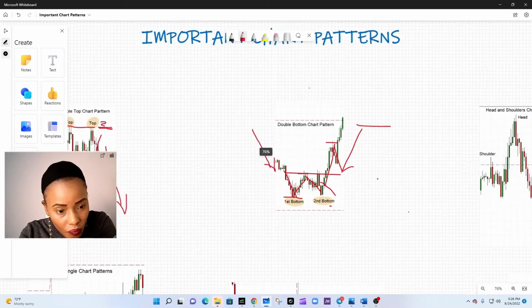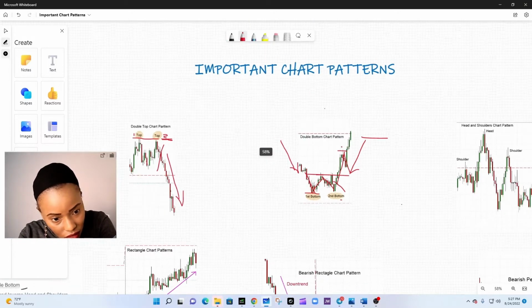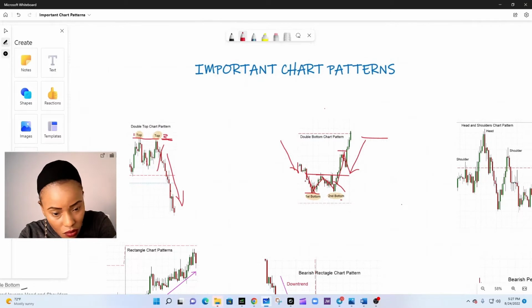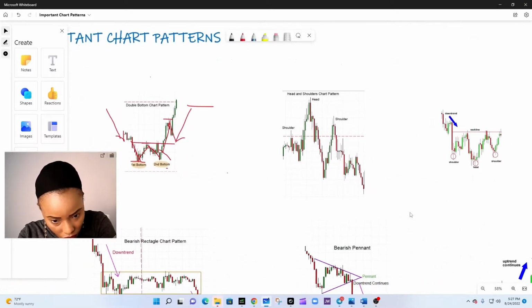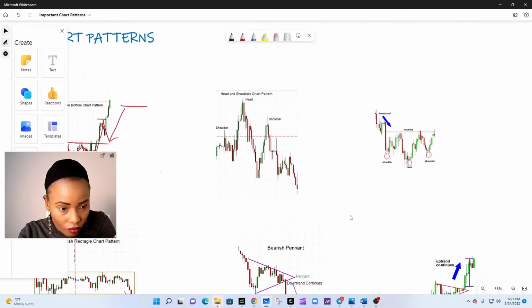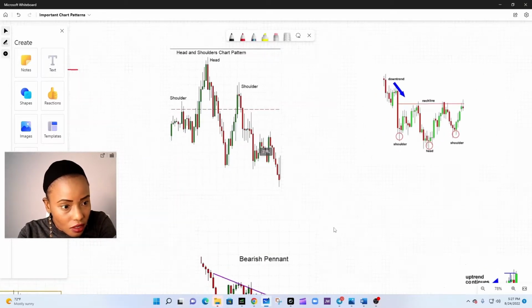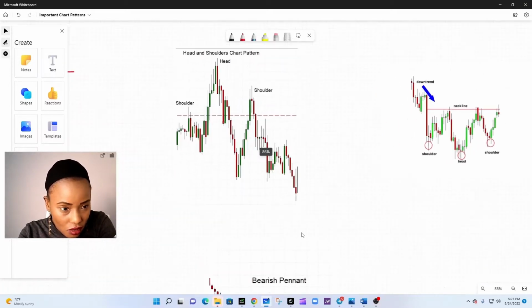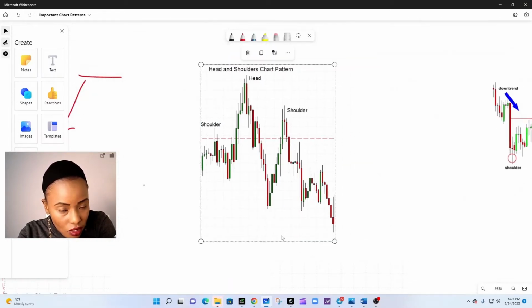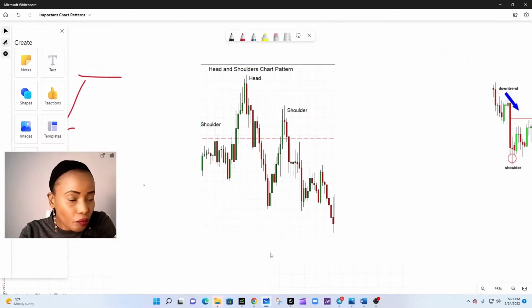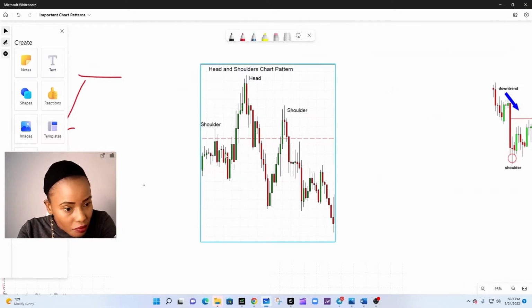Okay, so we have seen the double top, double bottom market structure. Let's see another chart pattern. Our second chart pattern is the head and shoulders chart pattern. Why do we call it head and shoulders chart pattern? It's because this chart pattern formation has 3 peaks.